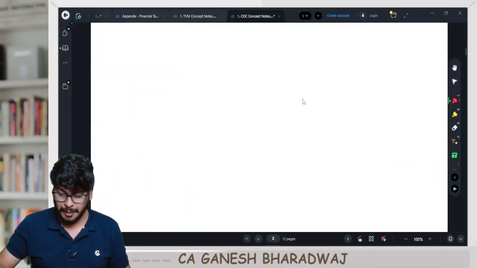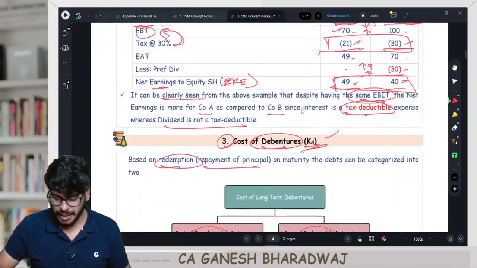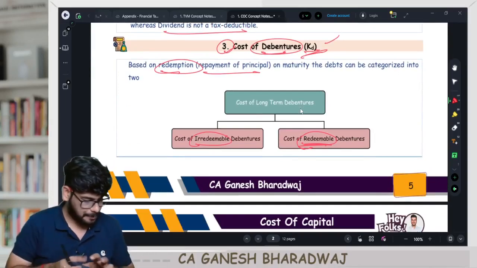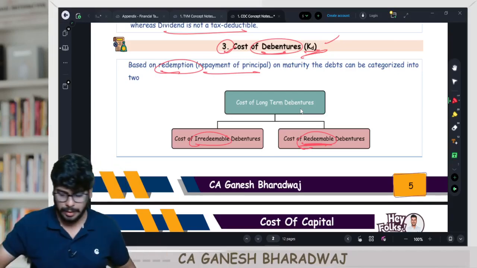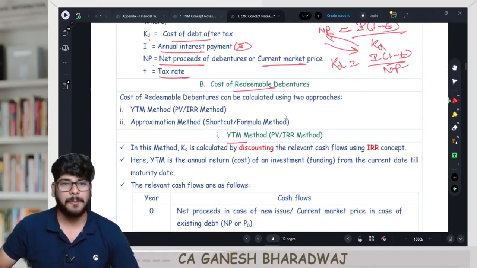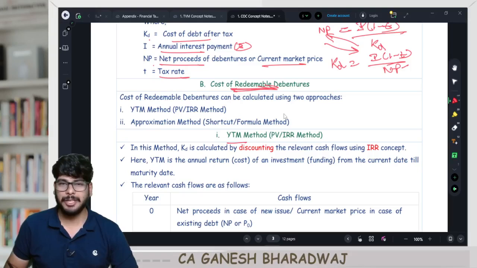So I told you debentures are of two types. One is your irredeemable debenture. The other one is called redeemable debenture. Now let's move on to the next one, which is called redeemable debentures. Redeemable debenture means what? Debentures that have a finite life.